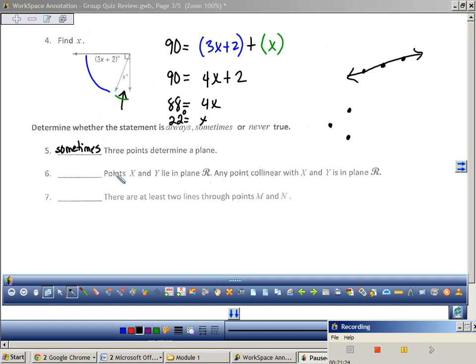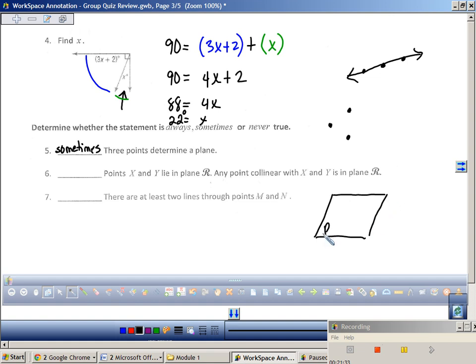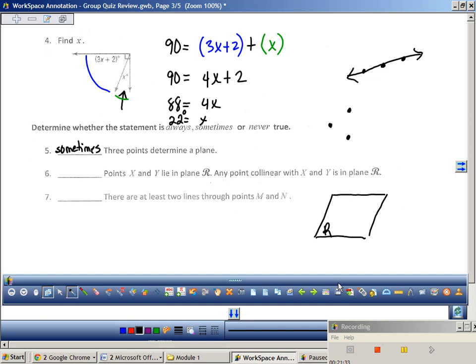Let's try the next one. Points X and Y lying in plane R. So what should I draw? I'm going to draw R. I'm going to draw a plane. What did it tell me about R? Points X and Y are in there.